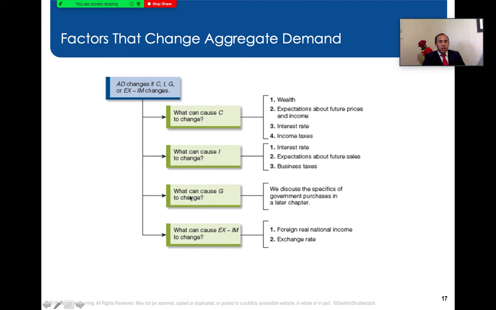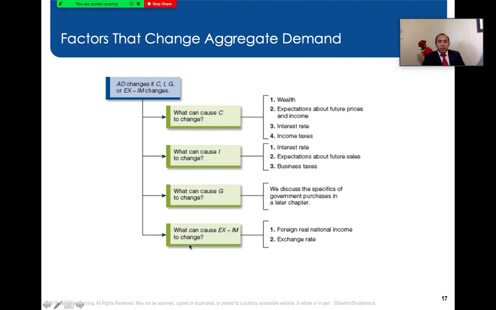Government activity. What can cause government activity to change? Well, we have government policy. This could be analyzed later on in a different chapter, but government policymaking essentially can increase or decrease aggregate demand. Expansionary government spending, contractionary government spending, and so on may increase or decrease aggregate demand. For now, if government increases its spending, it will increase aggregate demand. If government decreases its spending, it will decrease aggregate demand. It has to do with policymaking, which has its own chapter.